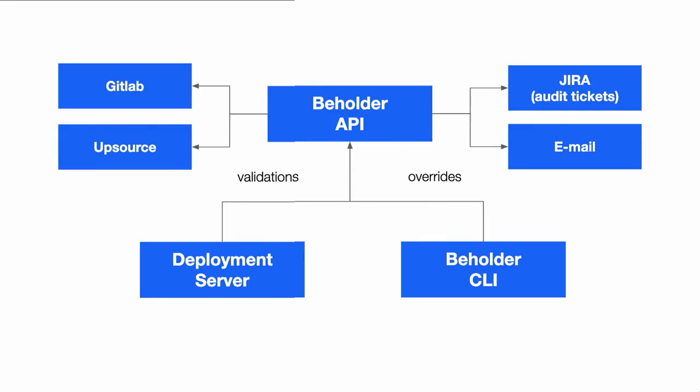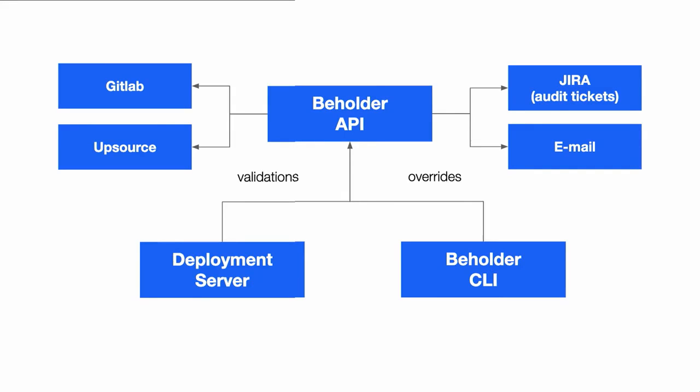So we have an integration here where our deployment server would communicate with an API that Beholder exposes, and it would send along a couple pieces of information. The main piece of information is what release candidate is attempting to be deployed, at which point Beholder will integrate with GitLab and Upsource to say, hey, is this good, or is this closed out? Has it been approved? Is it approved by more than one person that's not the developer? If that fails, then it would block the deploy and return a false from that API call.